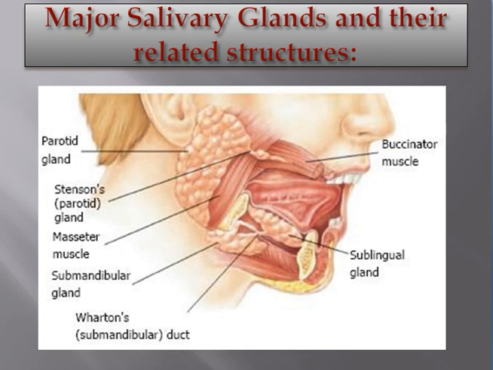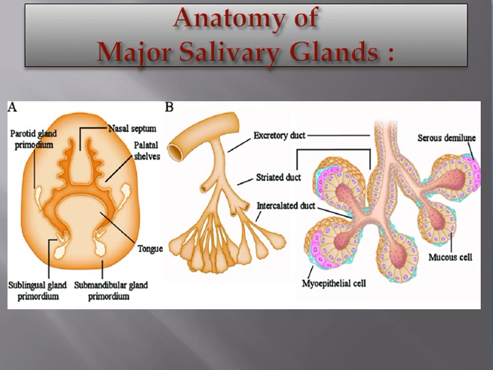Each gland has a secretory unit, which is mainly composed of acinous cells, myoepithelial cells, intercalated duct, striated and excretory ducts. I prepared it for you on this slide, and you can see these different anatomical and histological structures of major salivary glands. According to the duct, you can see the excretory duct, then the striated duct, and the intercalated duct.